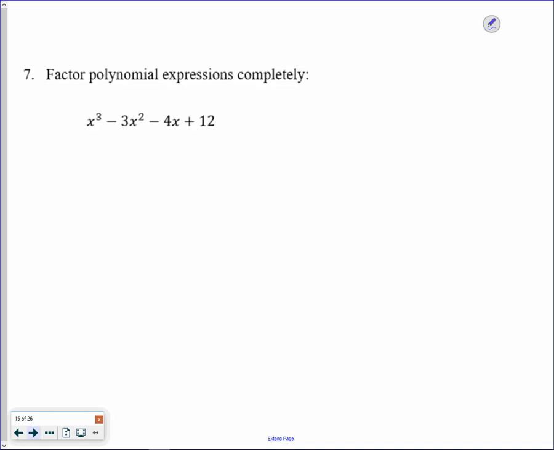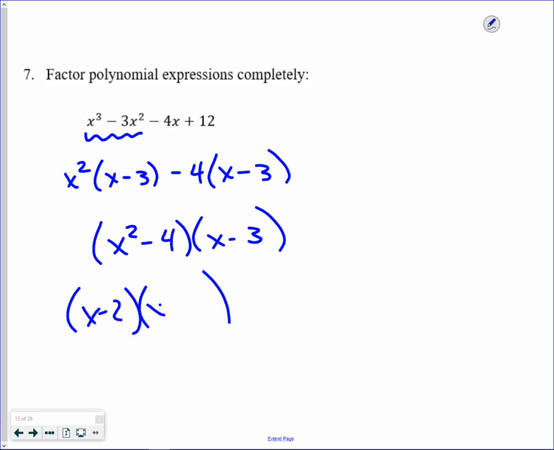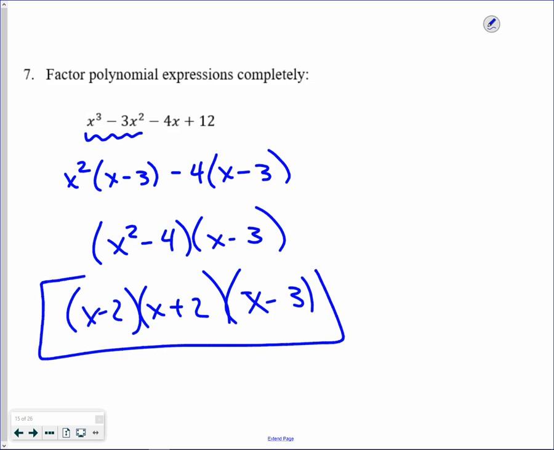Grouping. Take the greatest common factor of the first two, the greatest common factor of the second two, and group. Remember, the theme of this is always factor completely. That first one can be factored again because it's the difference of squares. And so I have x minus 2, x plus 2, and x minus 3.